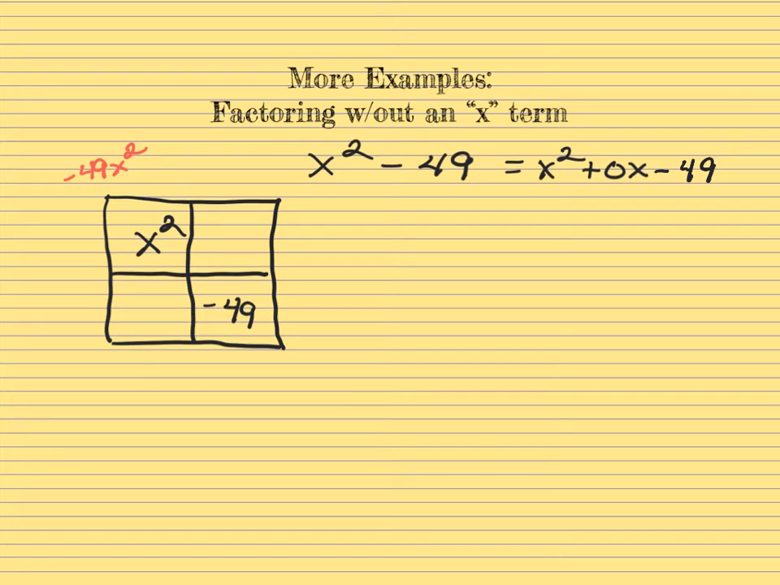So when I go to make my diamond, I know that my product is a negative 49x squared and my sum is 0x. The two numbers that will help me multiply to a negative 49 and add to 0 are negative 7x and positive 7x. So I'll fill those into my generic rectangle and I will work on finding the dimensions.